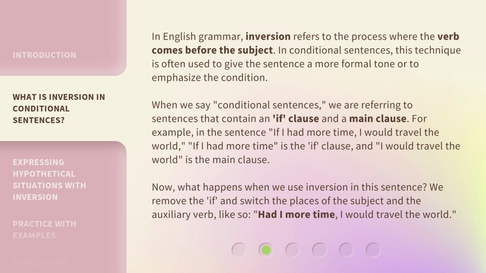In English grammar, inversion refers to the process where the verb comes before the subject. In conditional sentences, this technique is often used to give the sentence a more formal tone or to emphasize the condition. When we say conditional sentences, we are referring to sentences that contain an if clause and a main clause. For example, in the sentence, "If I had more time, I would travel the world," "if I had more time" is the if clause, and "I would travel the world" is the main clause.